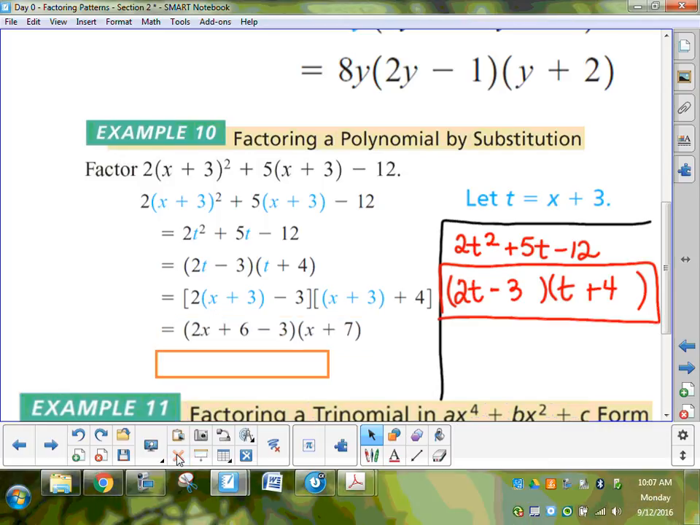What's our final answer for this going to be? Because again, take it further. The toughest thing that we're doing is combining like terms. What is this going to simplify to?